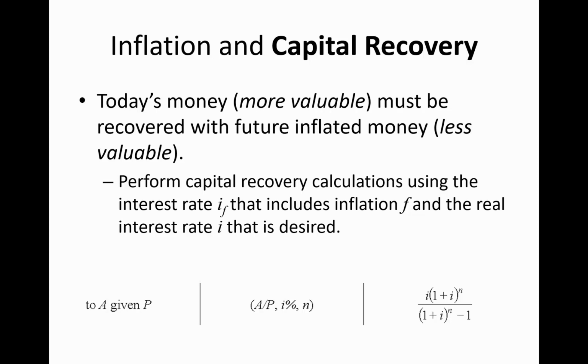So remember that today's money is more valuable if we count on prices going up over time. Because of price inflation, today's money is more valuable. And the problem is that the dollars we get in the future, when we are getting a return on our investment, those future dollars are less valuable. And so what that means in terms of inflation is that when you do capital recovery calculations, you should use the market interest rate, I sub F, which accounts for both the inflation that's expected and also the real rate of return, I, that you want to achieve. So when you find the annual value of revenue required, and that's the definition of capital recovery, then use I sub F in this formula. This is the formula, the ratio of A to P.